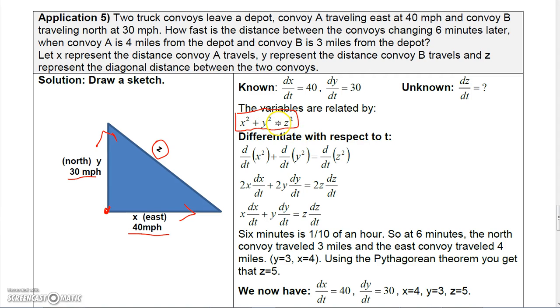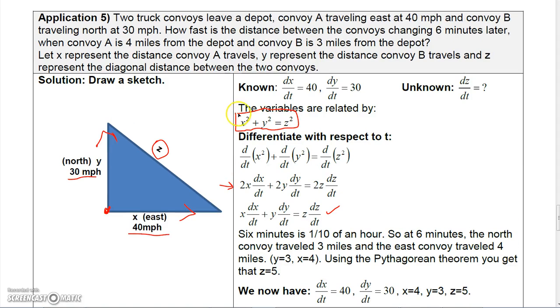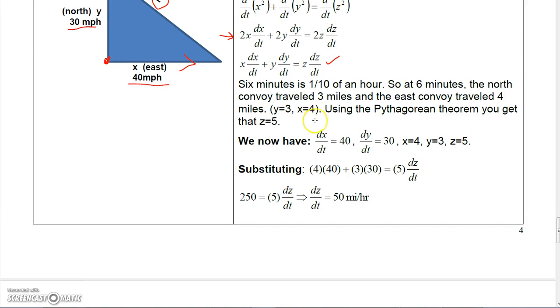And you saw me do this earlier, so let me just drop down to this step. I got 2x times dx/dt plus 2y times dy/dt equals 2z times dz/dt. Now, divide everything by 2, and you get this. Now, let's talk about what we know. We know that dx/dt is 40, because that's the rate that the convoy is traveling to the east. We know dy/dt is 30. That's the rate they're traveling north. That was given. So we can plug 40 in for dx/dt, and we can plug 30 in for dy/dt.